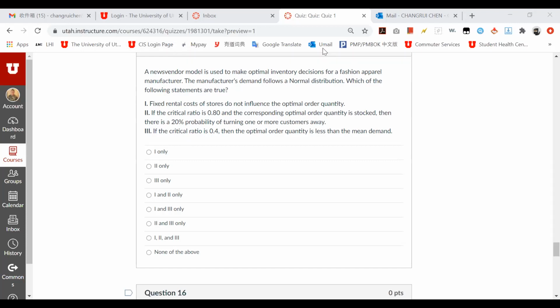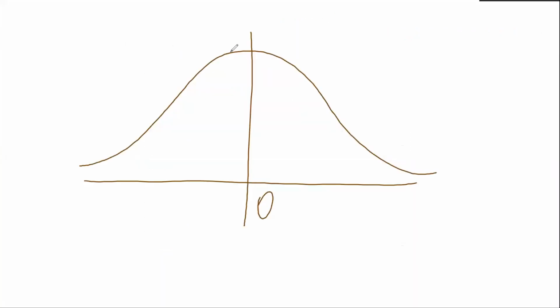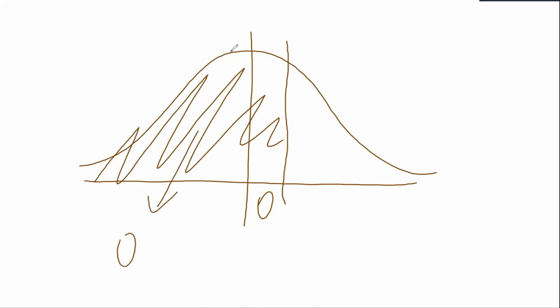So, for example, this area is 0.8, not turning customers away. In-stock probability is defined as the probability that all demand is satisfied. So it's 80%. Turning customers away means demand is not satisfied. So this area is 0.2, or 20%. So turning customers away is 20%. So it's true. Let's go back.